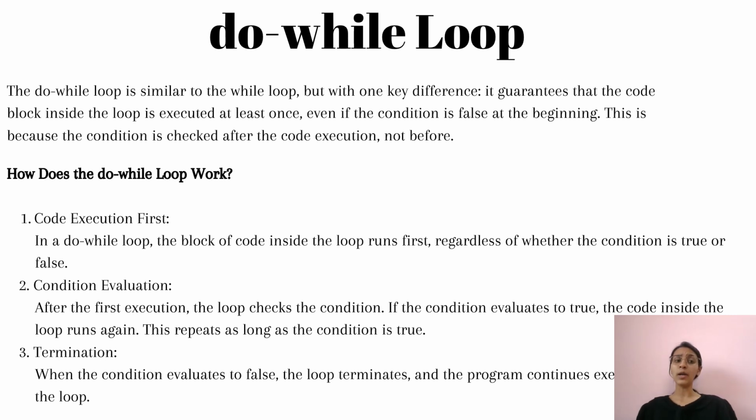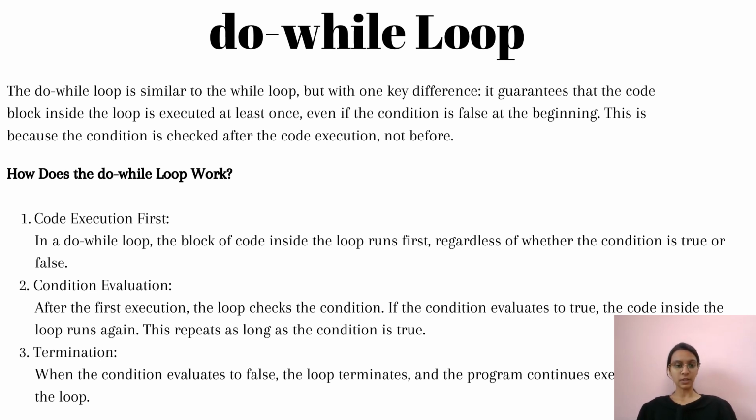How does the do while loop work? First step, code execution first. In a do while loop, the block of code inside the loop runs first, regardless of whether the condition is true or false. Second step, condition evaluation.